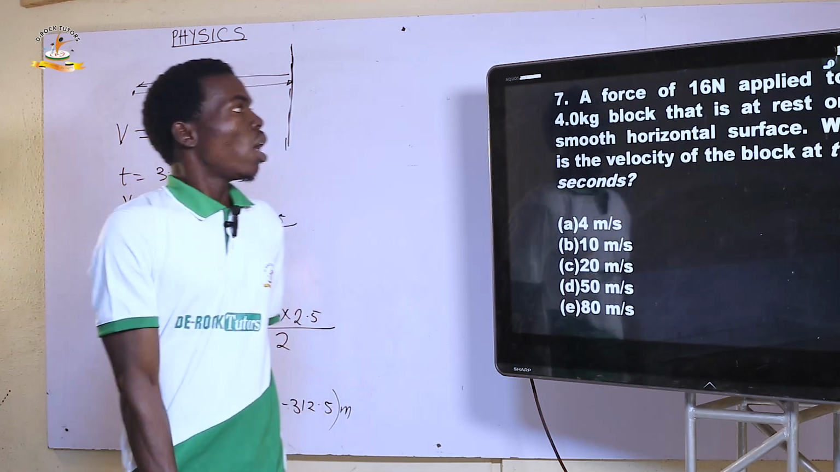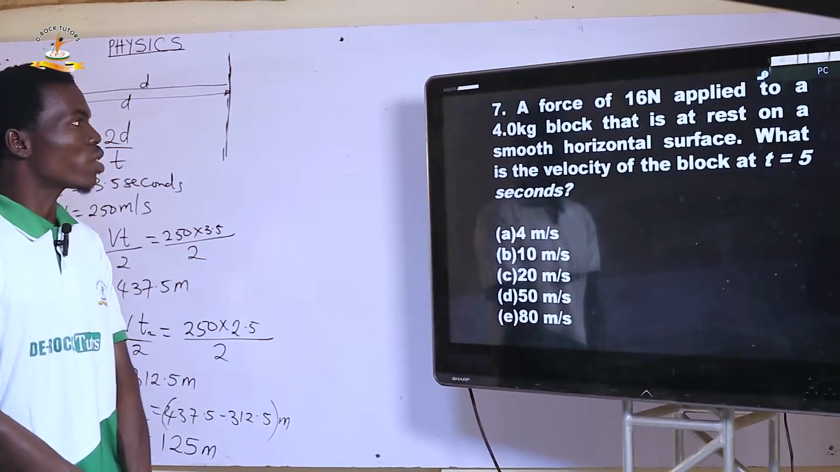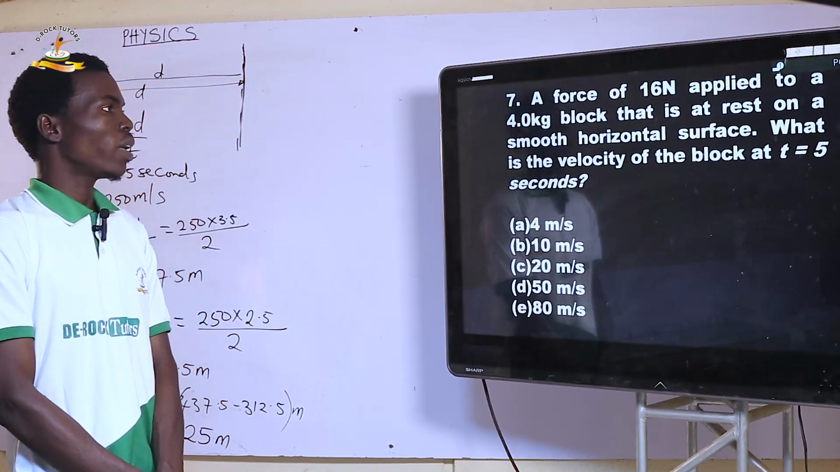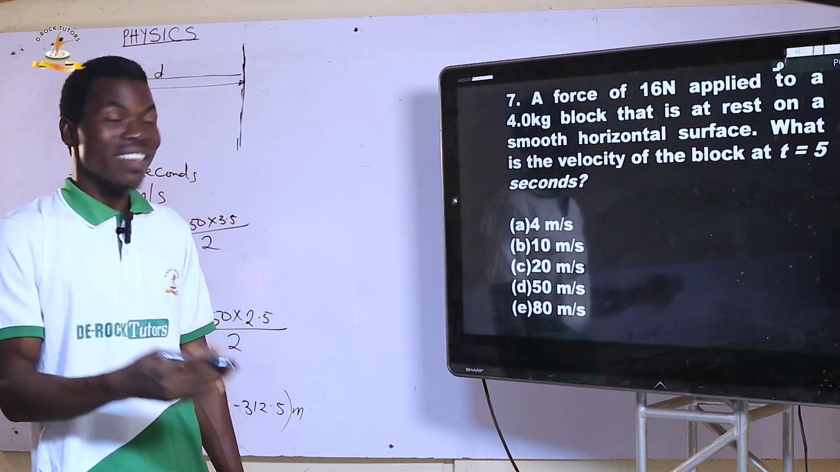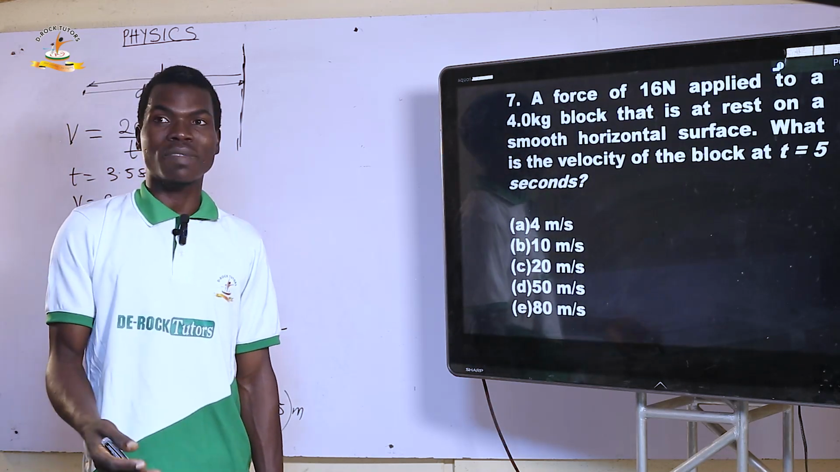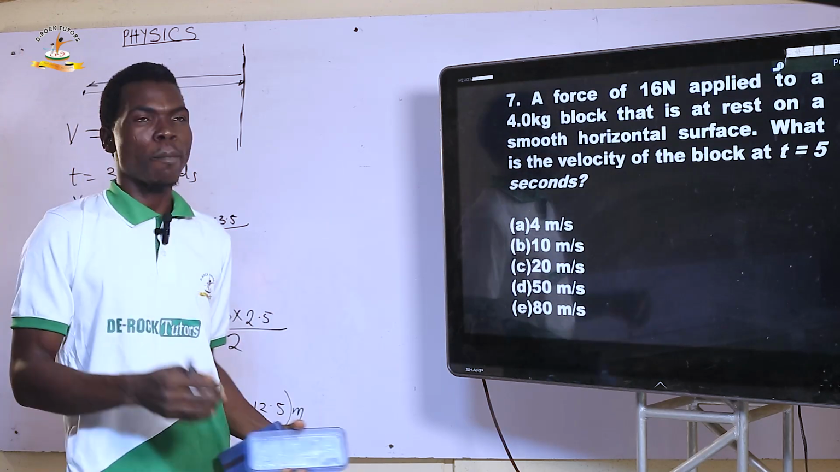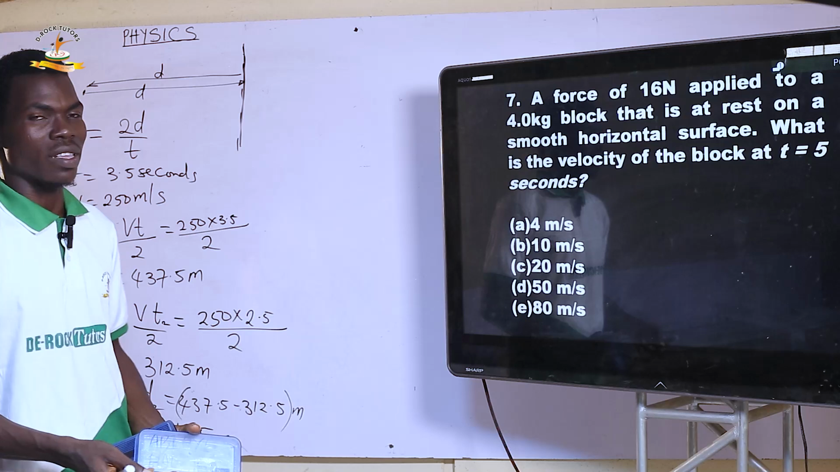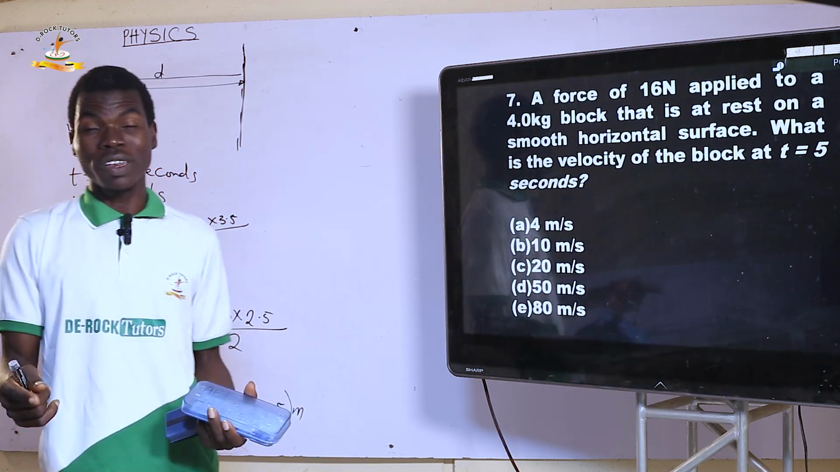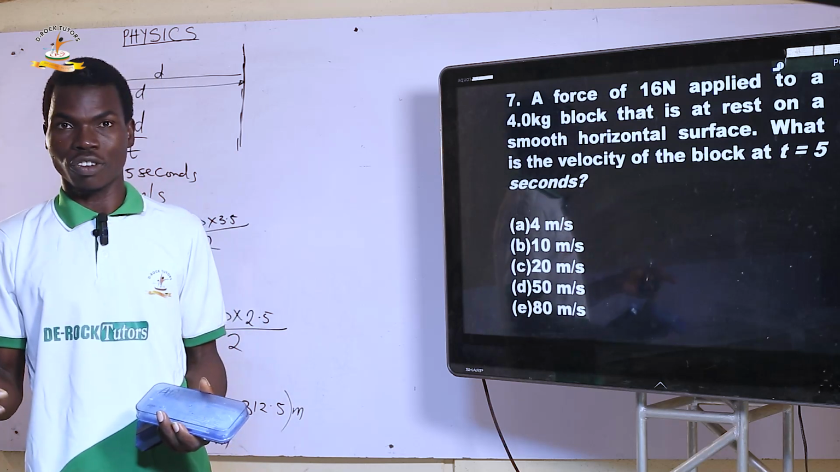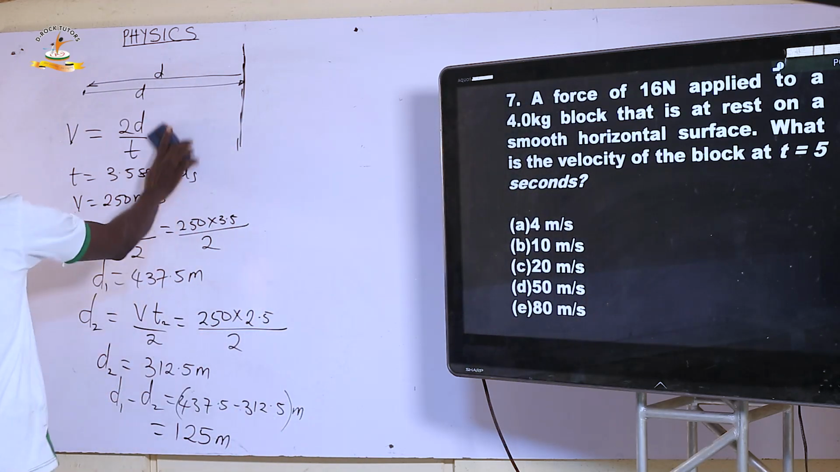Next, a force of 16 Newton is applied to a 4.0 kilogram block that is at rest on a smooth horizontal surface. What is the velocity of the block at time t equals 5 seconds? So we're looking at the relationship between force, mass, and velocity. Directly, you know that they might not have a direct relationship, but at the same time they have an indirect relationship, since acceleration has to do with velocity. Let's take a look at how to approach this problem.